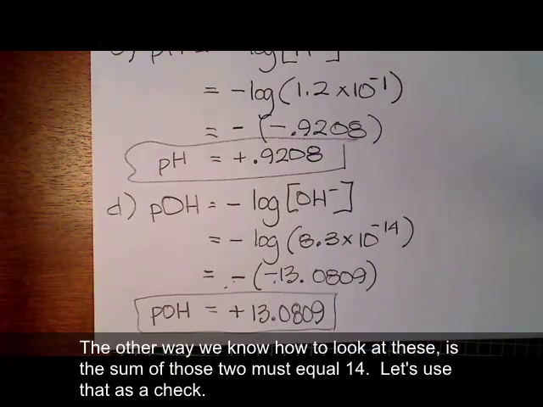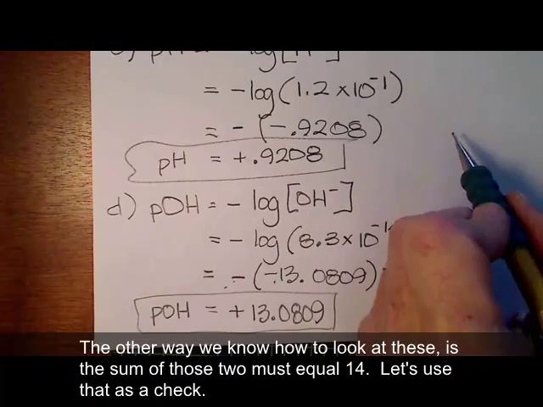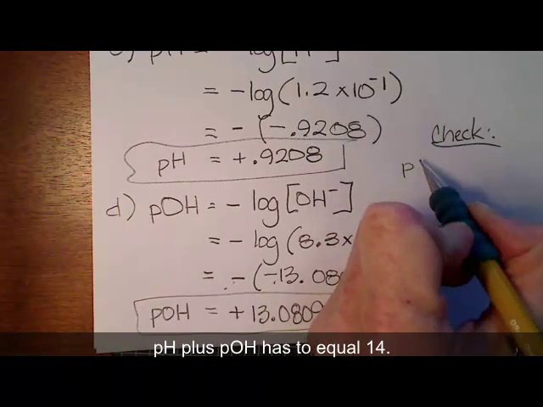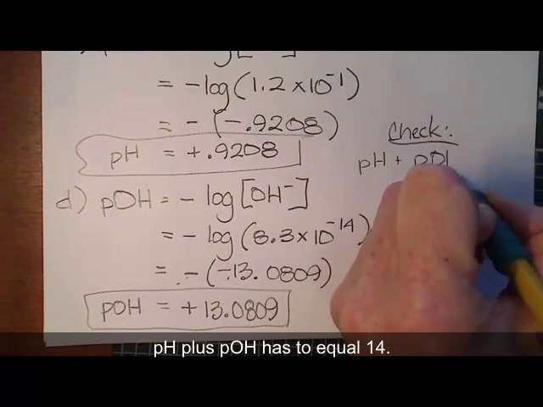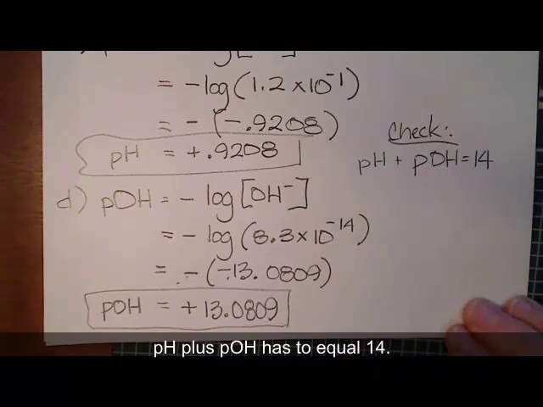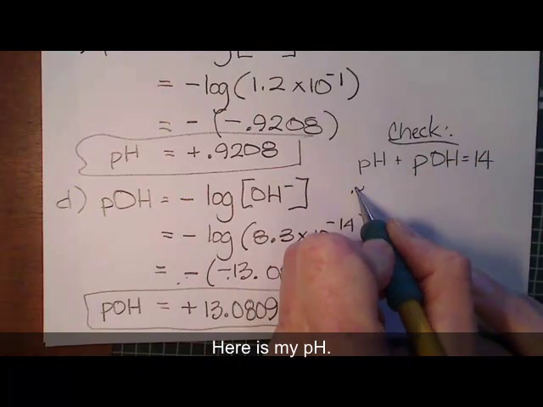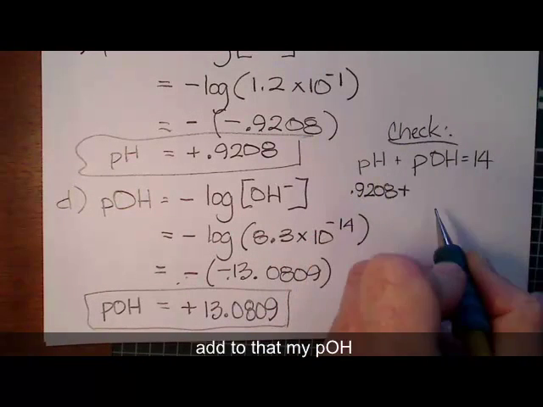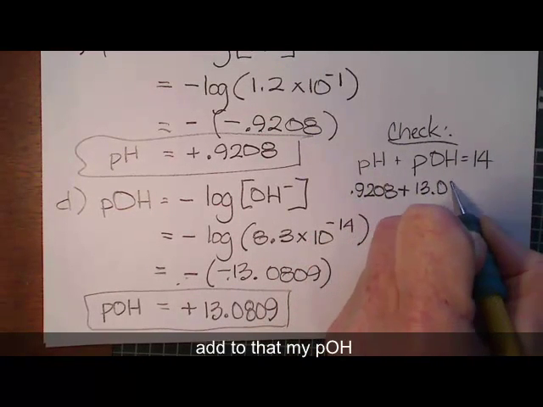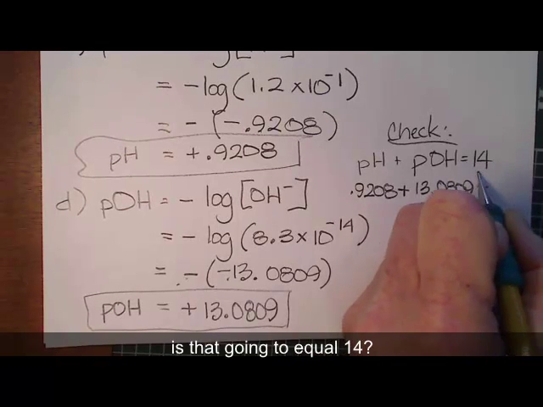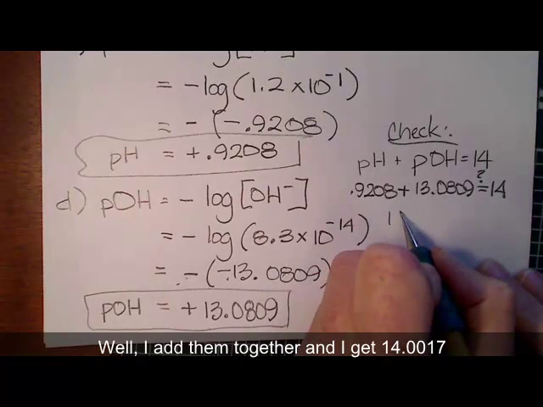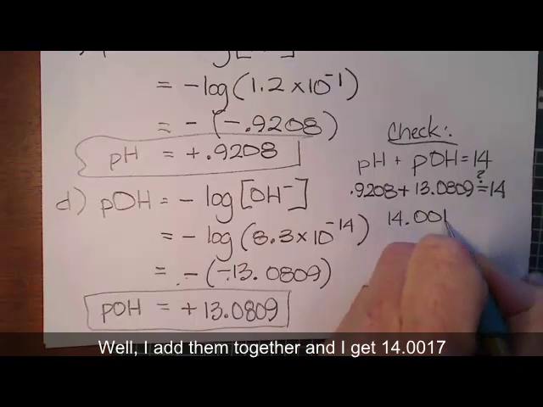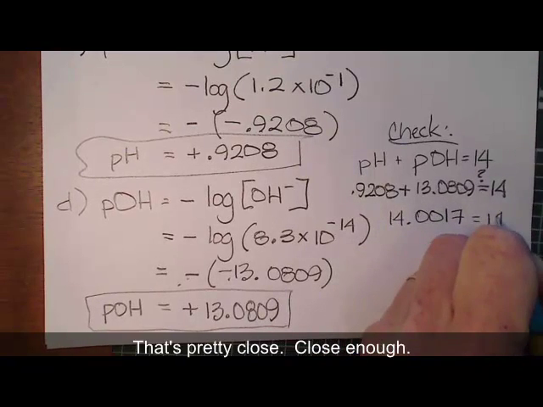The other way we know how to look at these is the sum of those two must equal 14. Well, let's use that as a check. pH plus pOH has to equal 14. So here's my pH. Add to that my pOH. Is that going to equal 14? Well, I add them together and I get 14.0017. That's pretty close. Close enough.